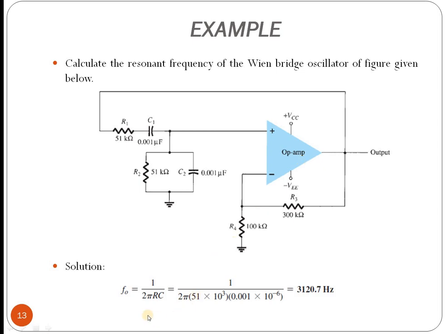So you need to calculate the resonant frequency, that is f0, and we know that if R1 equals R2 and C1 equals C2, we can directly use the equation f0 equals 1 by 2πRC. Here R is 51 kilo ohm, and C is 0.001 microfarad. If we calculate the value, the result is 3120.7 hertz.